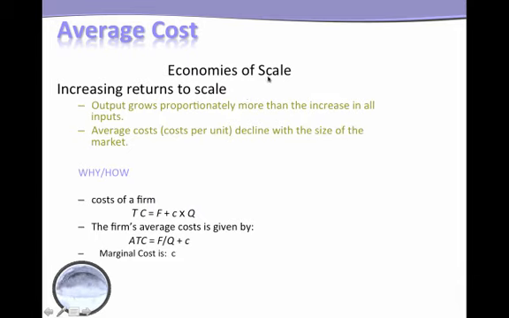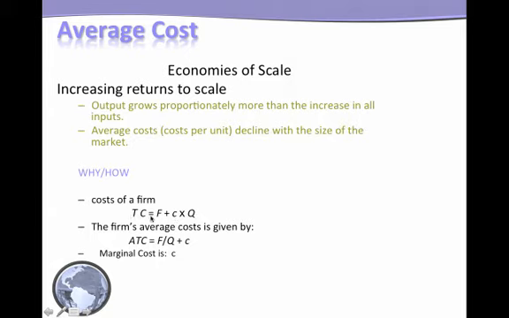What do we mean by economies of scale? Now we look at the cost side of things. Increasing returns to scale is really saying that as you produce more, the average cost decreases. So as the scale of production increases, average cost decreases. Now how does this happen? Let's think about this linear cost function. The total cost is the fixed cost plus the variable cost, which we write as marginal cost times quantity.